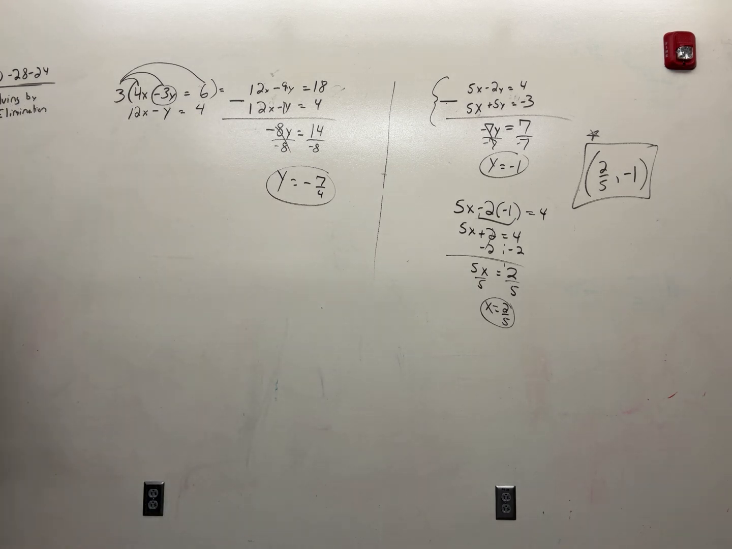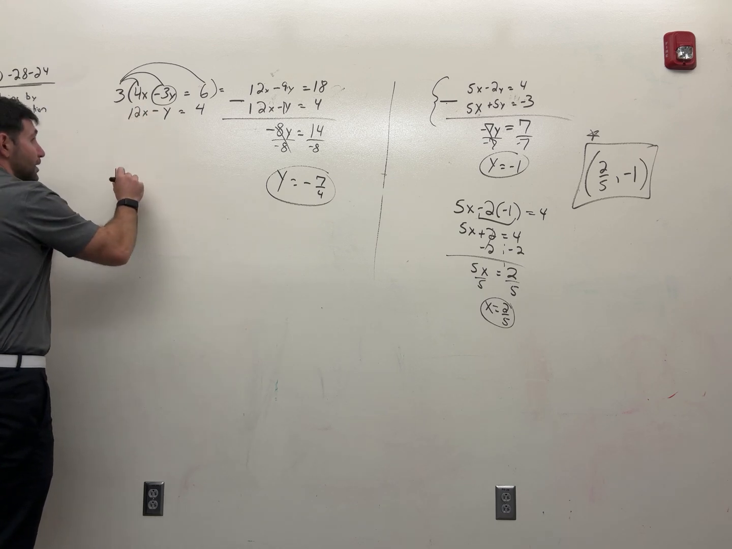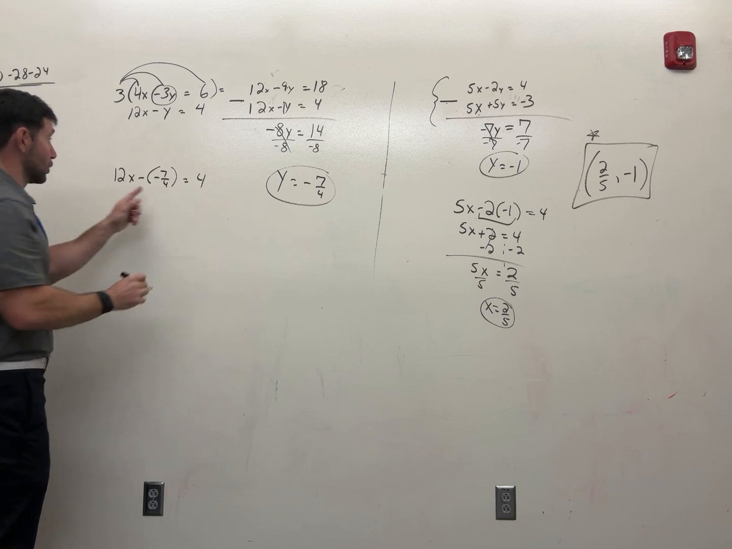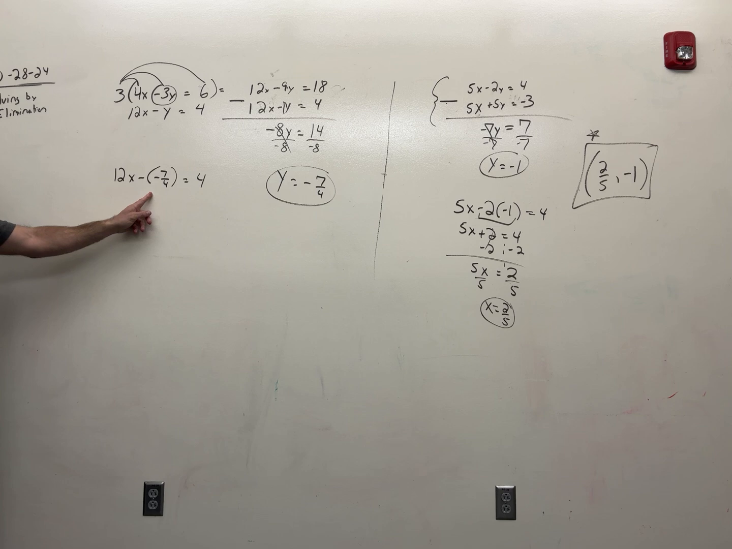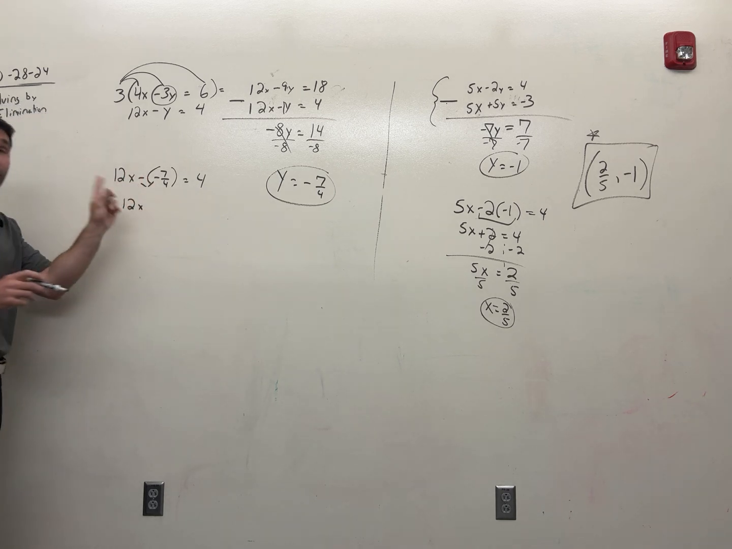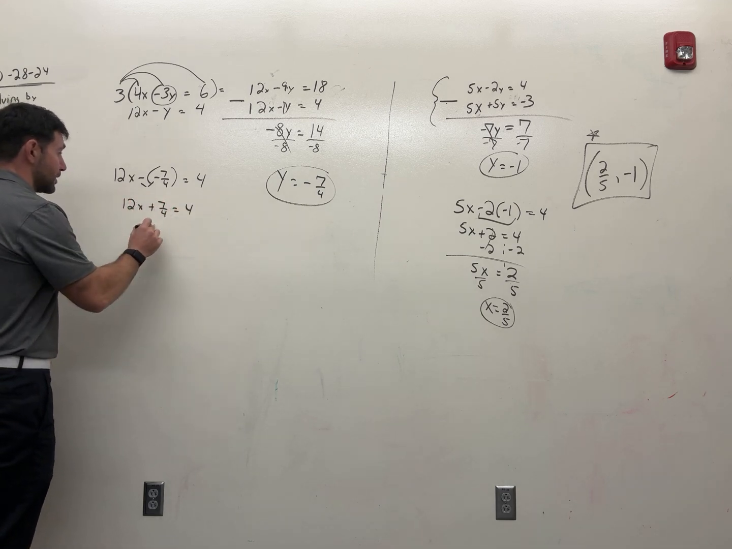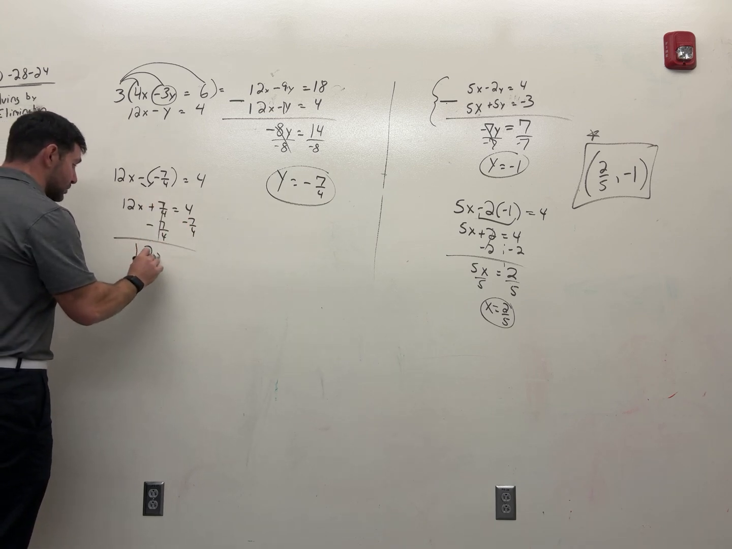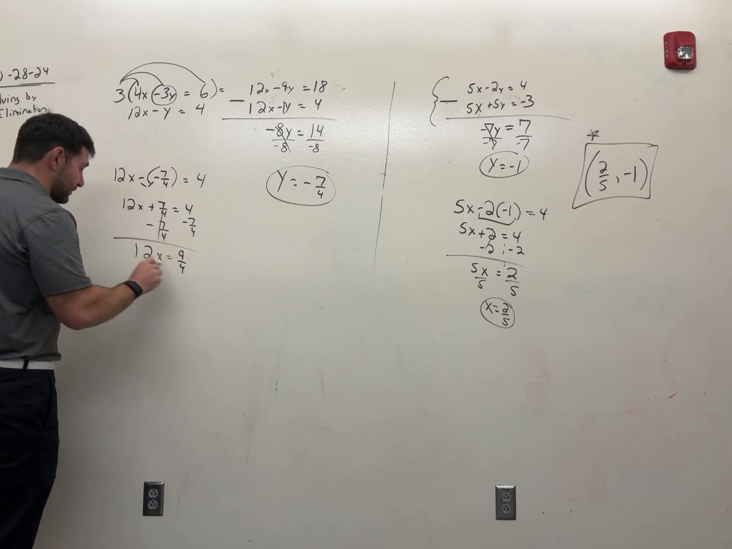How are we doing? So now substitute it in. Doesn't matter. I'm going to substitute in this one. 12x minus a negative 7/4 equals 4. Look what I did here. 12x minus, well, what's y? Negative 7/4. So first, I'm going to make sure that I rewrite this. A negative and a negative is positive. So now I subtract 7/4 from both sides. That gives me 12x equals, now that's 16/4. 16 minus 7 is 9/4.